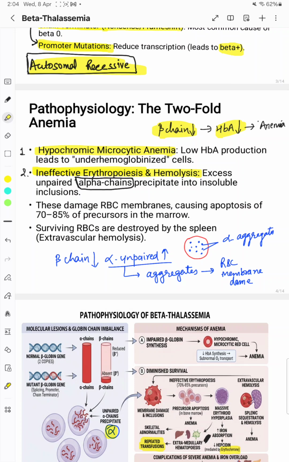The other mechanism is that due to decreased beta chain, there is increased or unpaired alpha globin chain. They form an aggregate which is insoluble and cause damage to the RBC or RBC precursors by various mechanisms, primarily by membrane damage, and this increases the apoptosis of RBC precursors, and some damaged RBCs are destroyed in the spleen, resulting in extravascular hemolysis. So both of these mechanisms result in anemia.